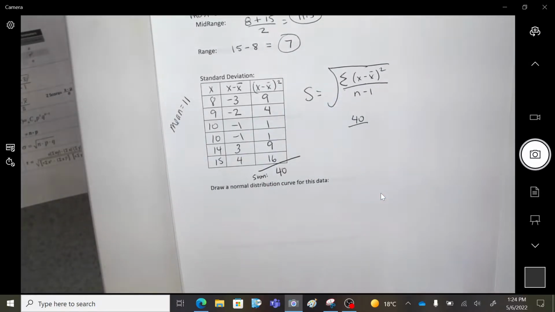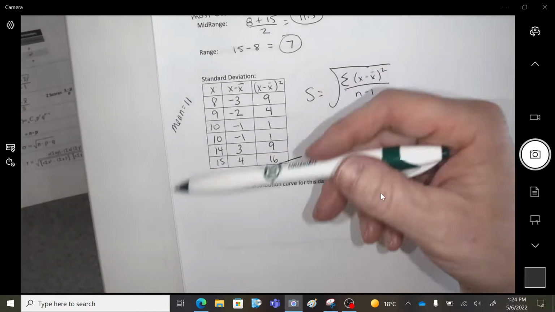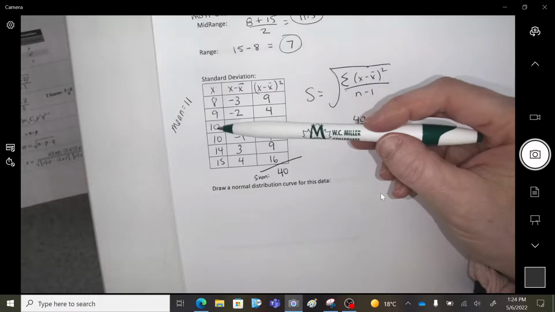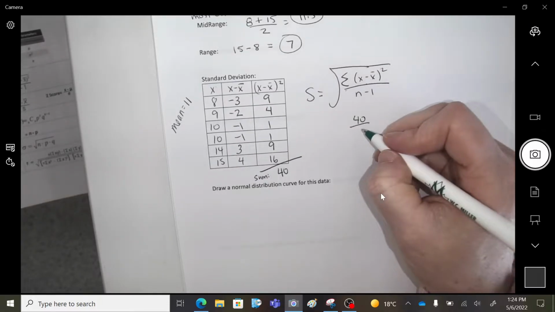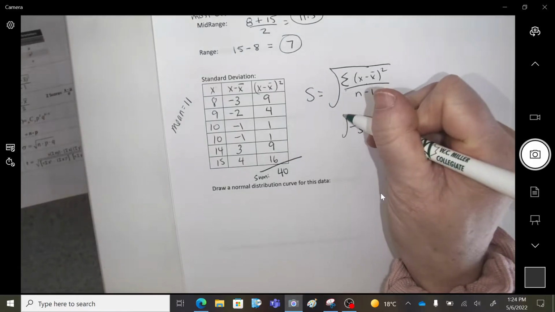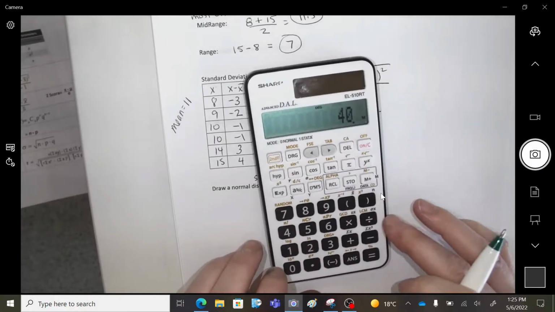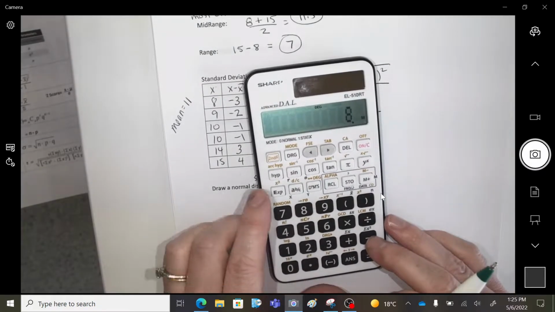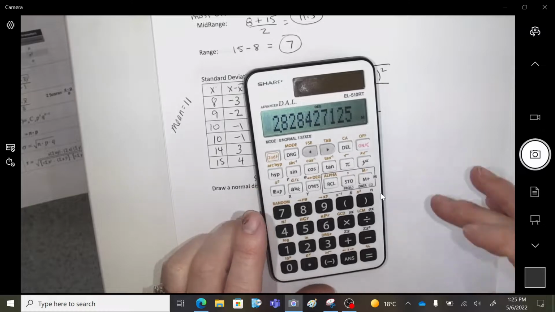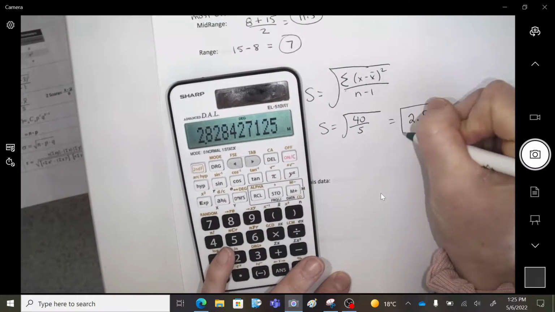Do we remember what the n talks about? What is the n? How many items we had, right? So 1, 2, 3, 4, 5, 6. Are you okay if I put a 5 there? Okay, so 40 divided by 5 is 8, and the square root of 8 is 2.83.